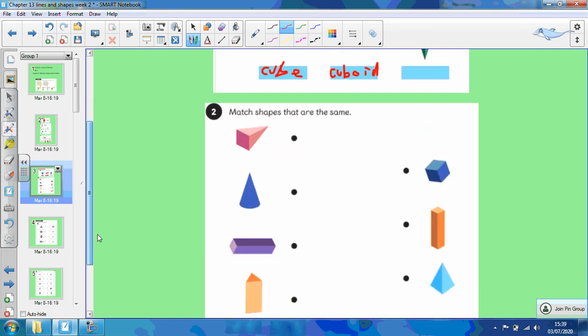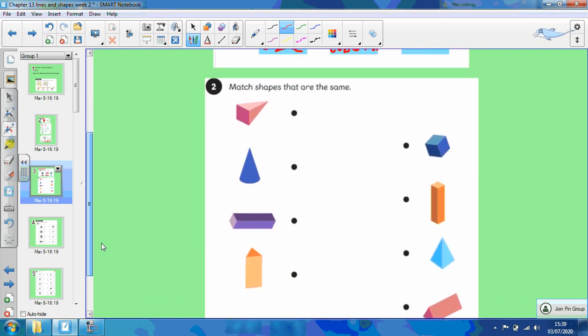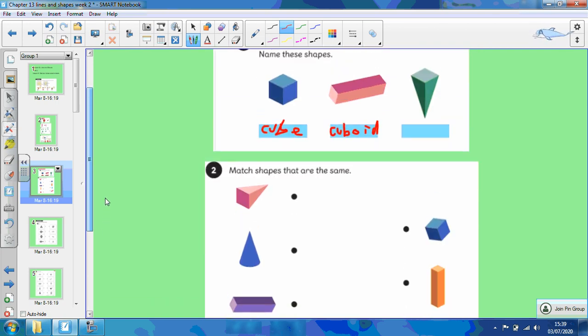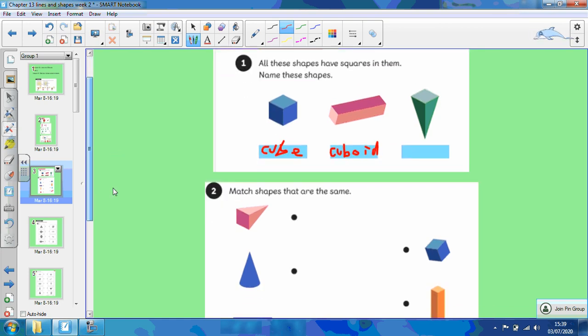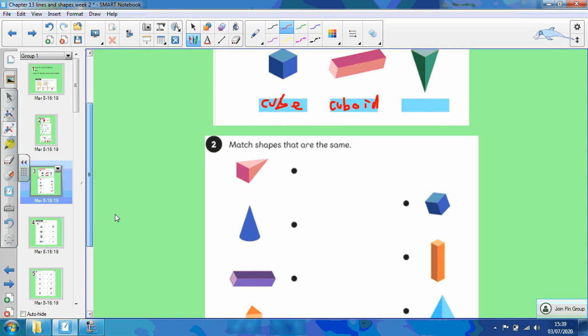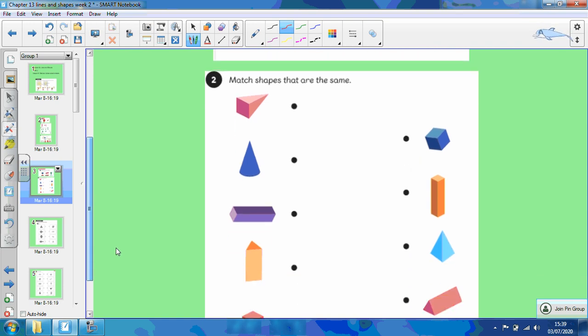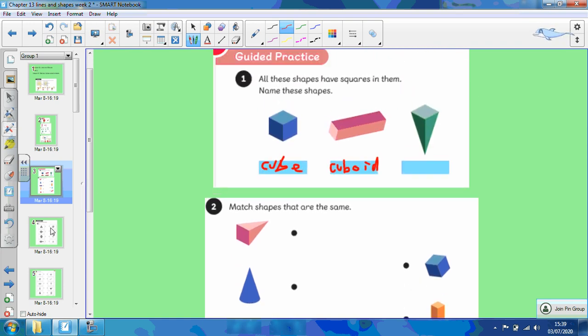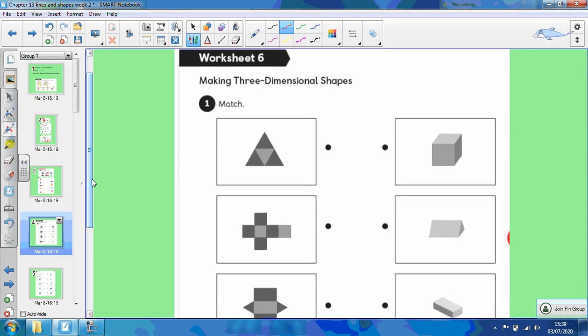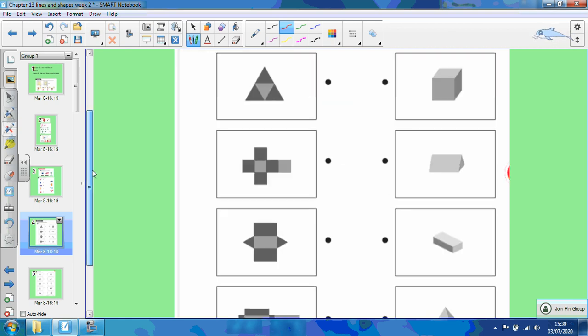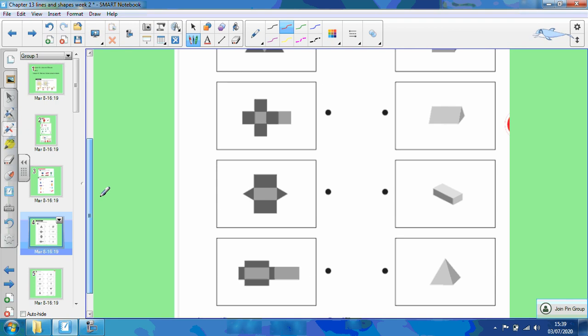Number 2, we don't really need to do because that's very similar to our learning that we're going to be doing on the worksheet, and you don't really need to do double. So we're going to move swiftly on to our worksheet. Just like I said, you're going to match the nets on this side to the 3D shapes on this side.